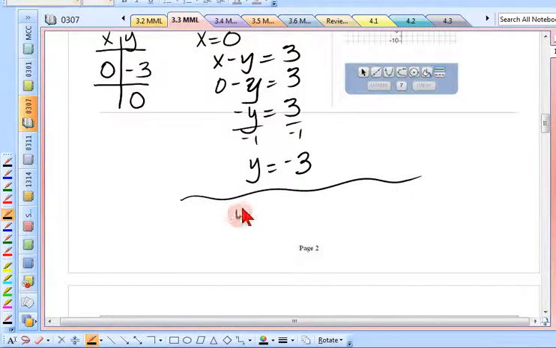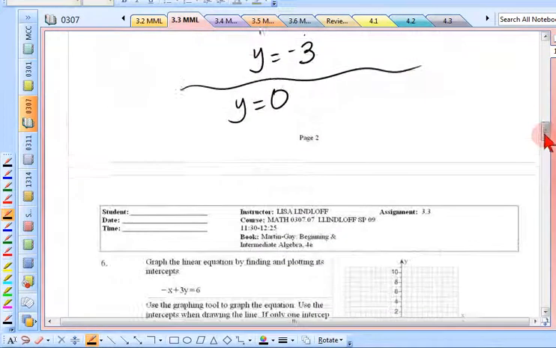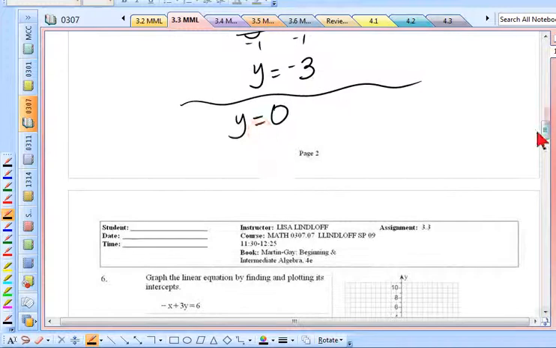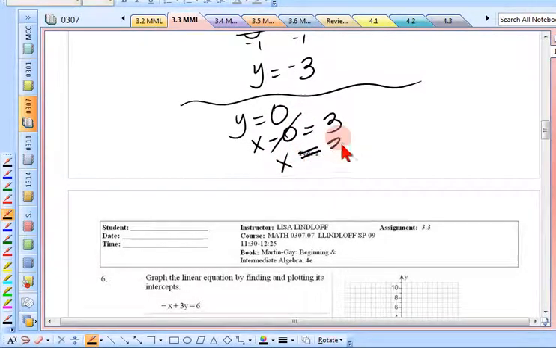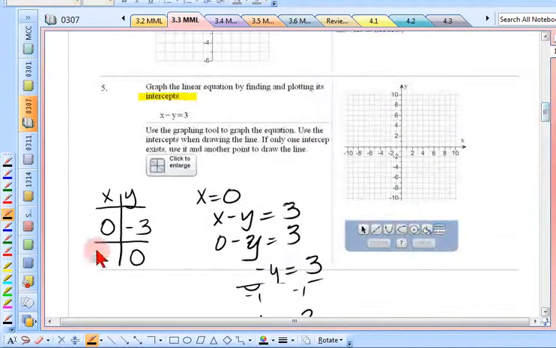Now I'm going to let y be 0. I have, whoops, that looks like a funny letter. All right, if y is 0, x minus 0 is equal to 3. X is 3? Yep. All right, 0, negative 3 and that one's 3, 0.